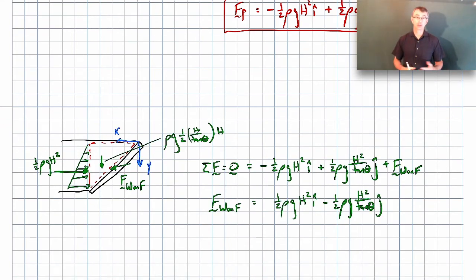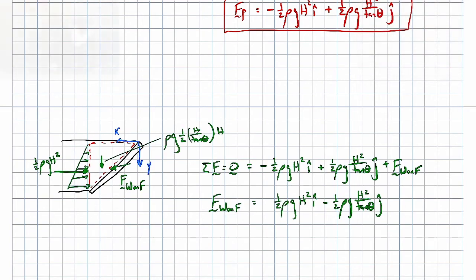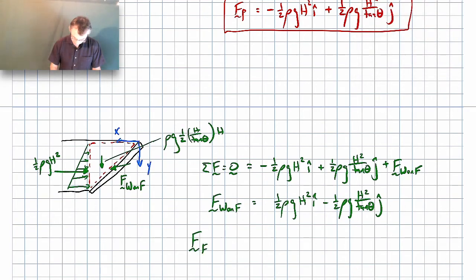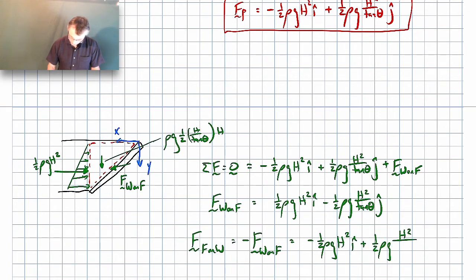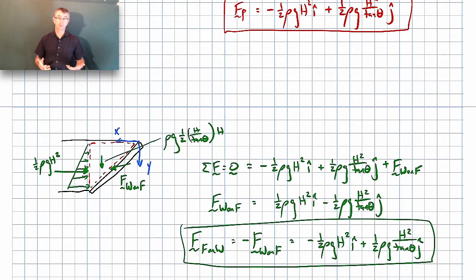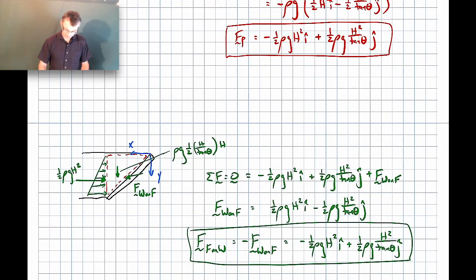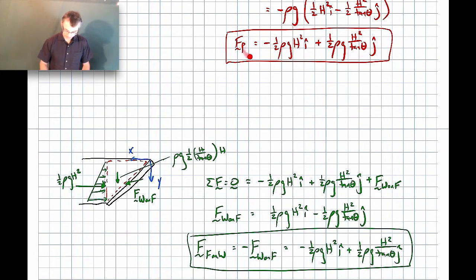And we know from Newton's third law that the force that the fluid exerts on the wall will be equal and opposite. So the force that the fluid exerts on the wall will be minus the force the wall exerts on the fluid. So it'll be a minus 1/2 rho g h squared i hat plus 1/2 rho g h squared over tan theta j hat. So that is the force that the fluid exerts on the wall. That's our resultant pressure force on the wall. And if you look at that, that's exactly the same result that we have up here. So that's just an alternate way of doing the problem.